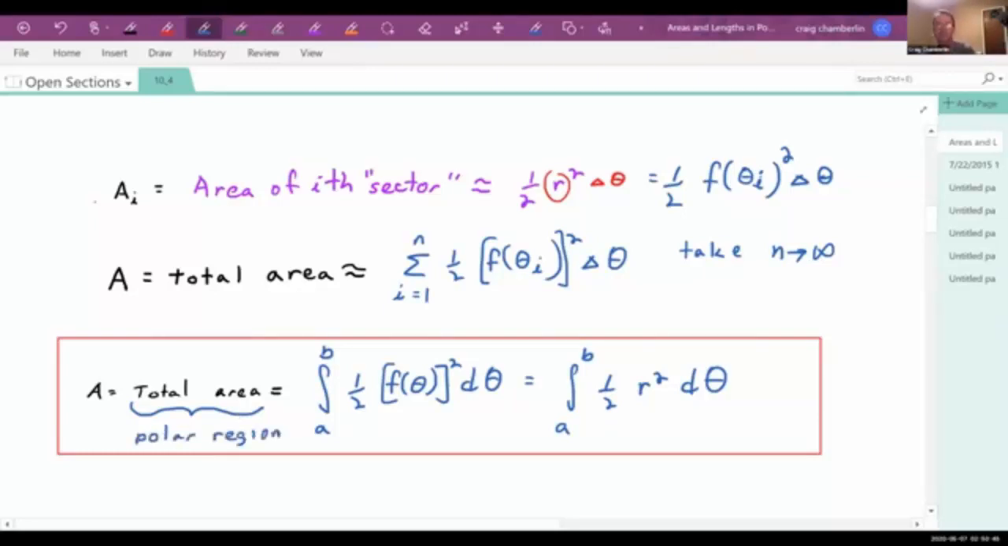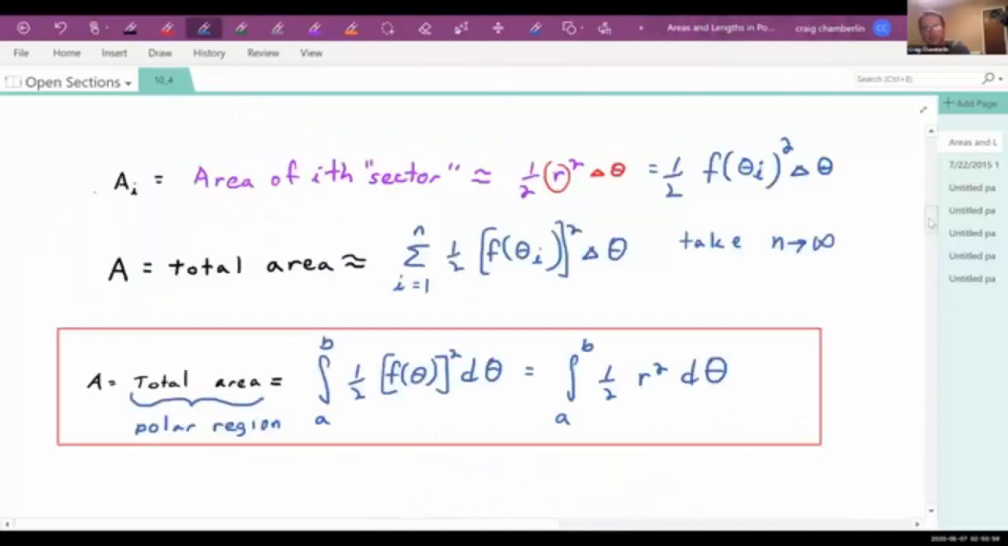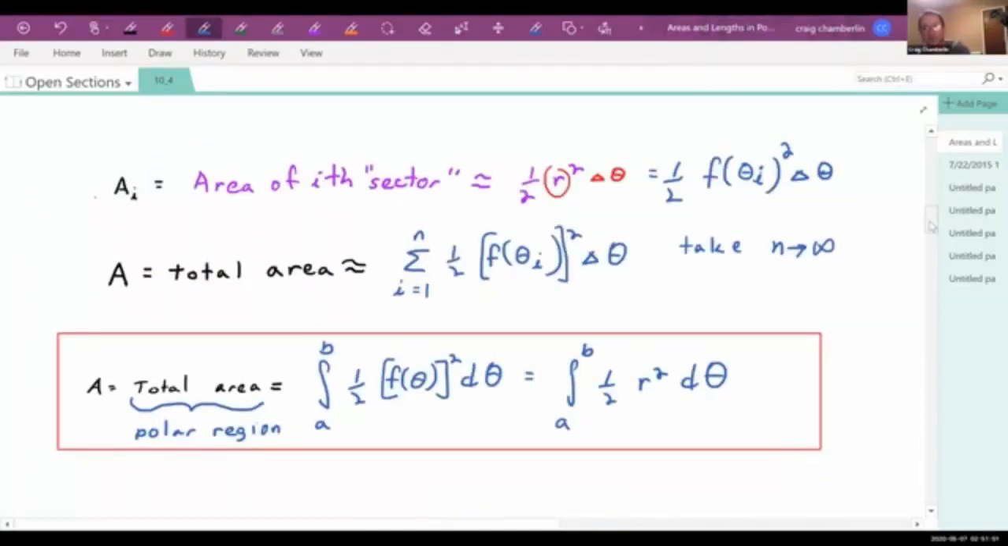Does that make sense to you guys? You might not have understood every detail there, but it shouldn't be too far-fetched, right? I mean, based on what you've done in the past with rectangular coordinates. Okay, so let's see how we can use this.